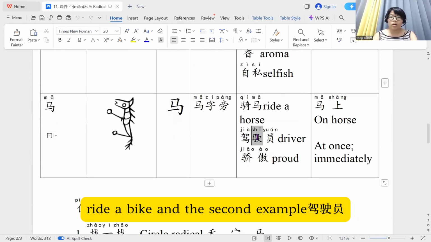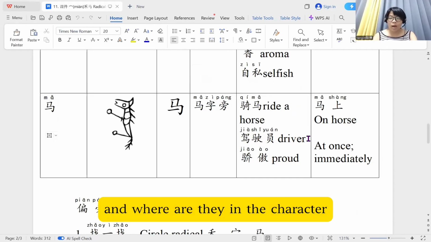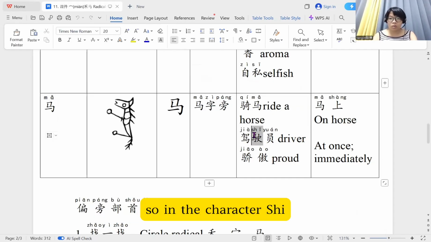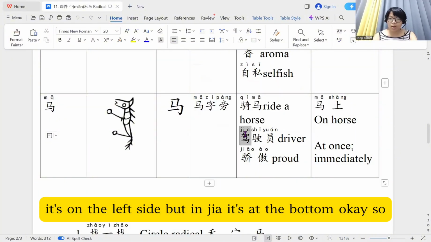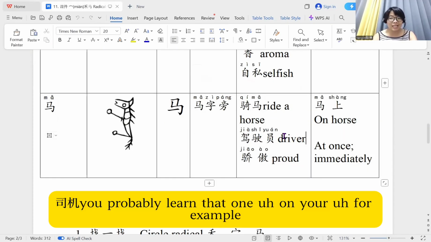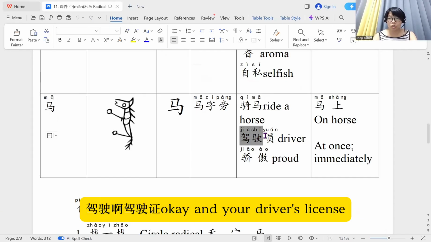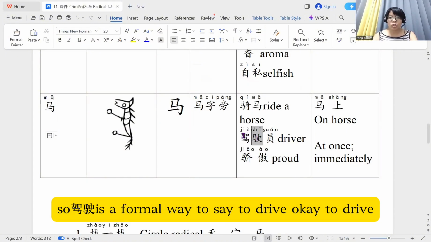And the second example, 驾驶员. How many 马 do you see in this example, and where are they in the character? In the character 驶, it's on the left side, but in 驾, it's at the bottom. 驾驶员 is a formal way to say a driver, instead of 司机, which you probably learned. On your driver's license, they use these formal words: 驾驶证, your driver's license. So 驾驶 is a formal way to say to drive.